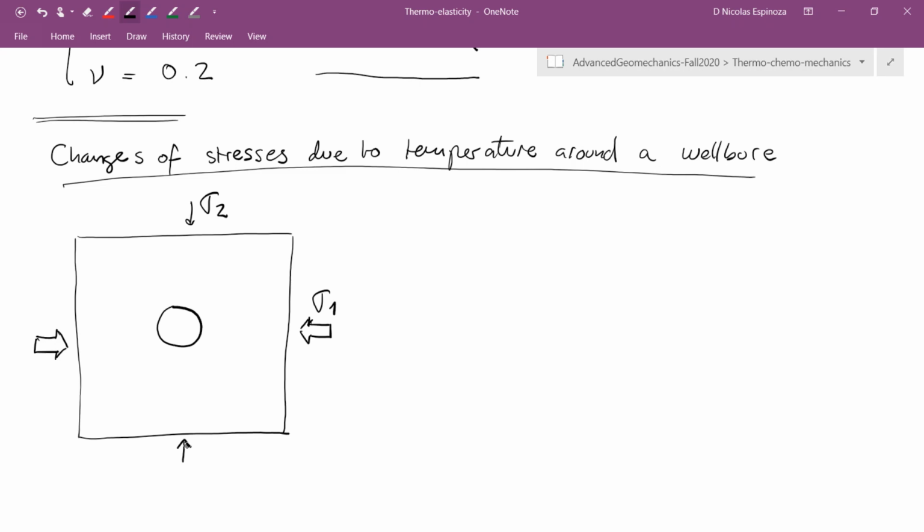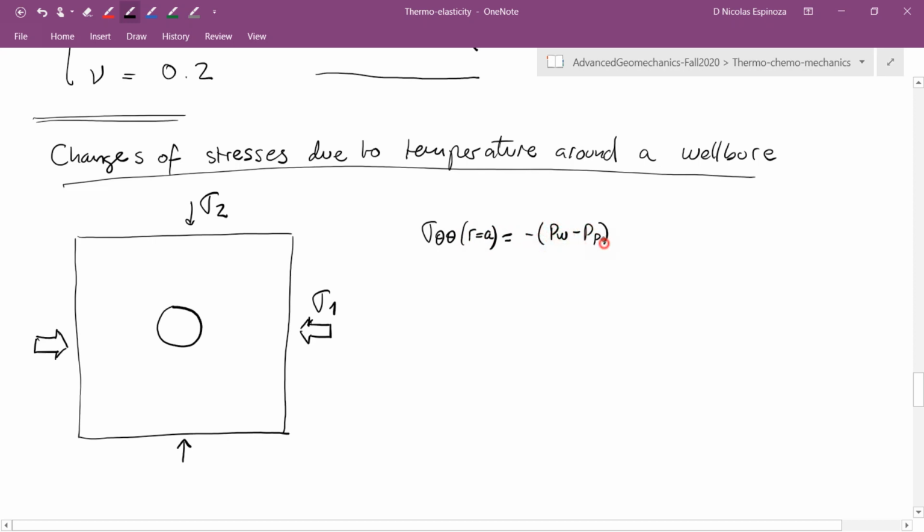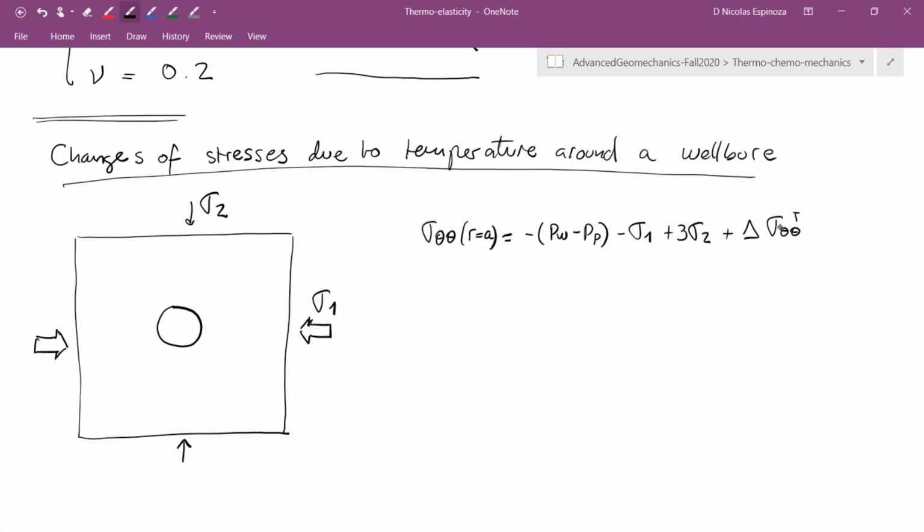is, let me just write the equations, sigma theta theta for R equal to A is equal to the pressure in the wellbore minus the pore pressure in the formation minus sigma 1 plus 3 sigma 2, plus the component of the thermal stress sigma theta theta T. And let me explain a little bit for this equation.